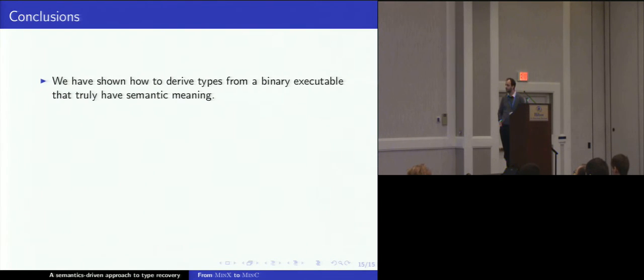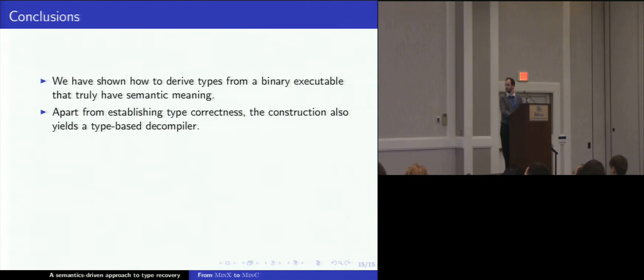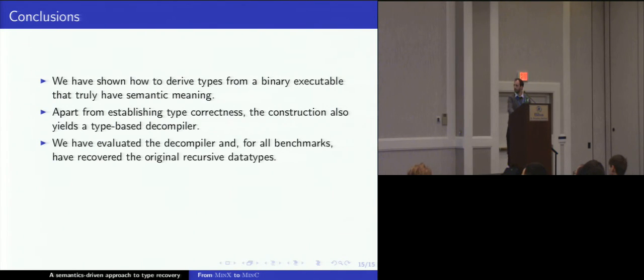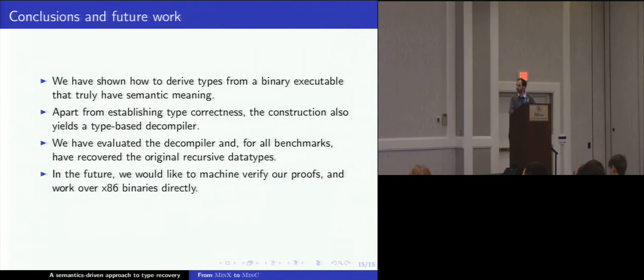So we have shown how to derive types from an executable that have true semantic meaning. And apart from this, we've also built a type-based decompiler. We've evaluated this, and for every benchmark, recovered the original types. Looking to the future, we would like to machine verify our proofs, and we'd also like to extend this to work over x86 binaries directly.